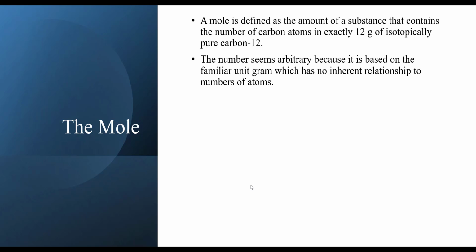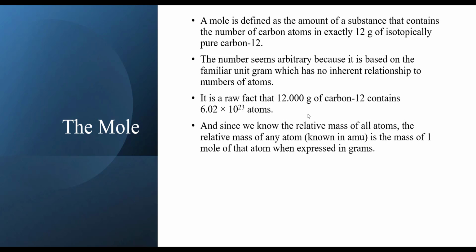Why does the number seem arbitrary? Because it's based on the notion of a gram. The unit gram, its relationship to a certain number of atoms, is somewhat arbitrary. So we just end up with a fact. Well, I counted them, you say, and I counted in 12 grams of carbon, 6 times 10 to the 23rd. Why would I use 12 grams as my reference? Because on a relative scale, carbon weighs 12 times as much as hydrogen.